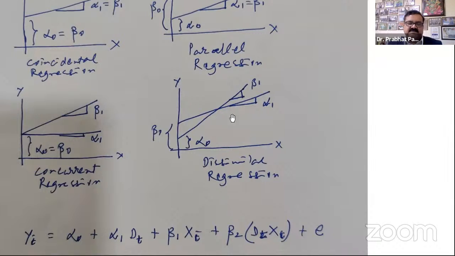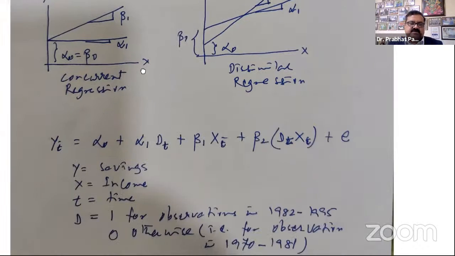Now, this is called the dissimilar regression, which will give you a clear-cut idea if things are absolutely different in two periods, before and after. Here, the intercept and the slope both are different, right? So what we check for is whether the intercepts are different and whether the slopes are different.